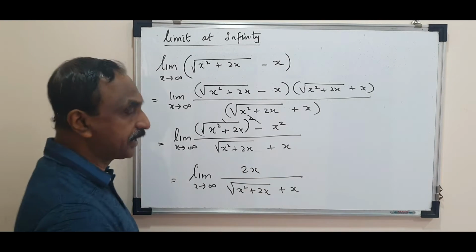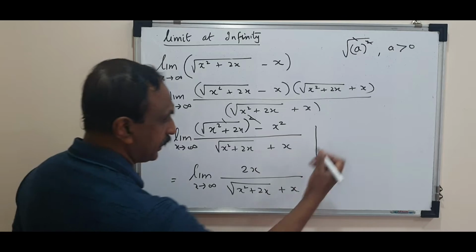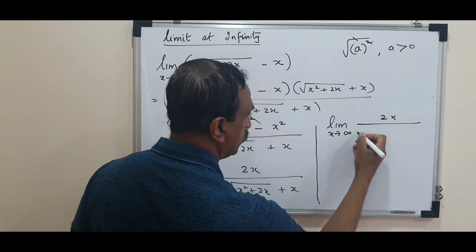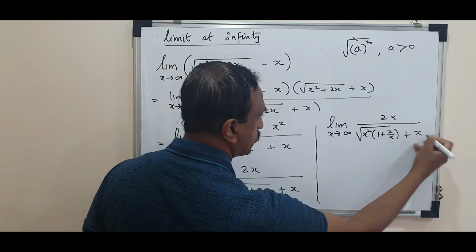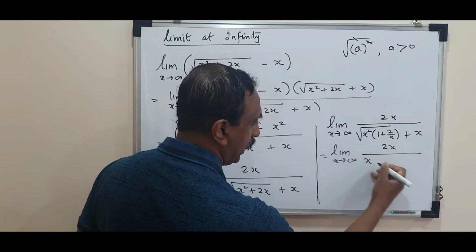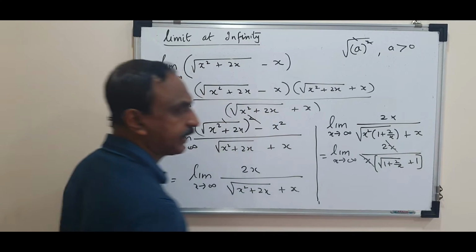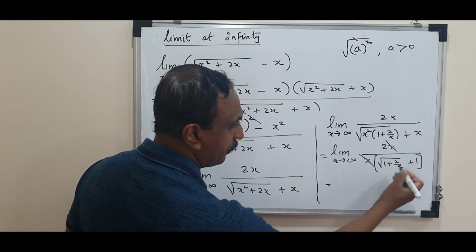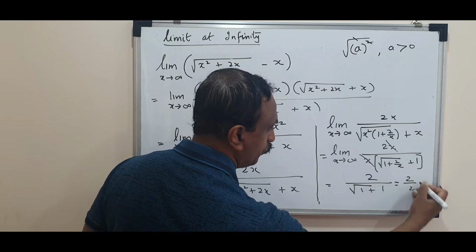Here, instead of dividing, I'll make a small change. I'll take the highest power x common. So the limit as x tends to infinity of 2x upon √(x²(1 + 2/x)) + x. That becomes 2x upon x(√(1 + 2/x) + 1). This x and this x will get cancelled because √(x²) is x. Now I'll put the limit here, 2/x is 0, so we get 2 by (√1 + 1), that is 2 by 2, which gives you the answer 1.